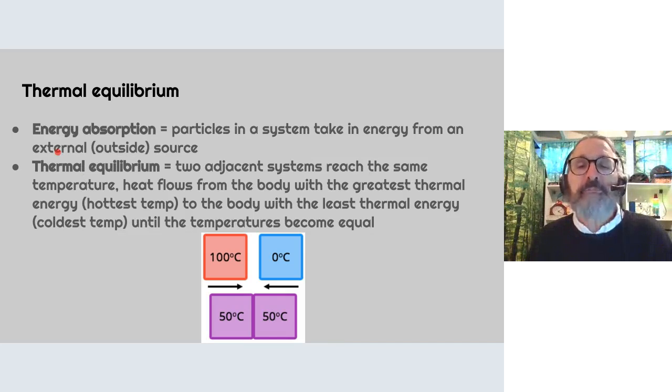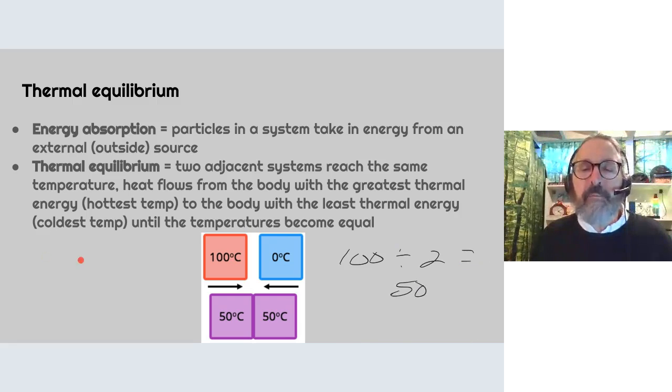So we talked about energy equilibrium. Two adjacent systems reach the same temperature. Heat flows from the body with the greatest thermal energy, the hottest temperature, to the coldest temperature, right? And again, like I was trying to say, if you have 100 plus 0, right? So this is 100 divided by 2, which gives us the 50.